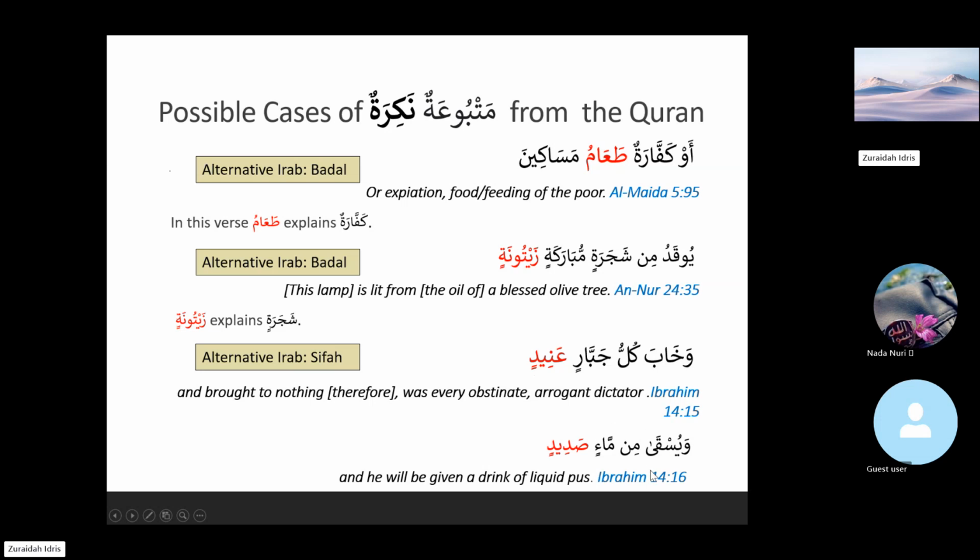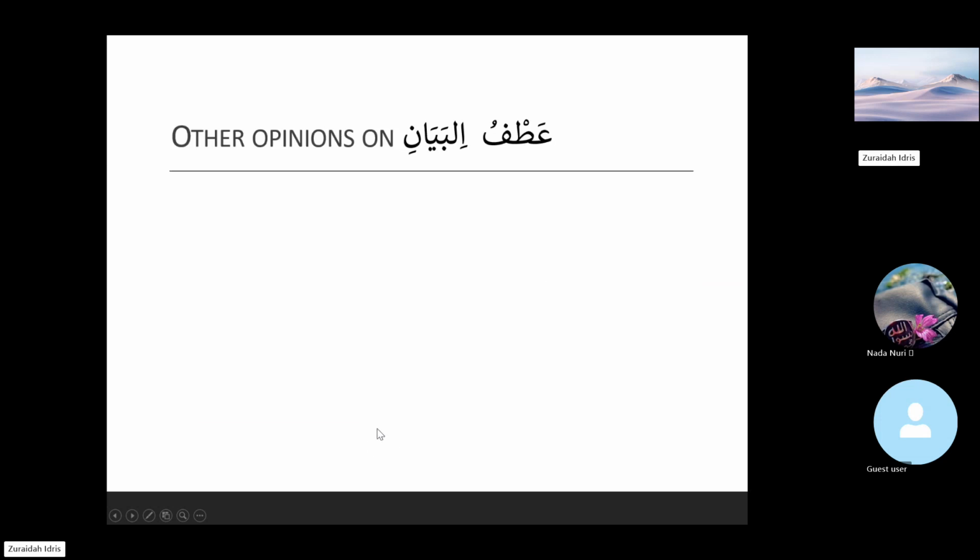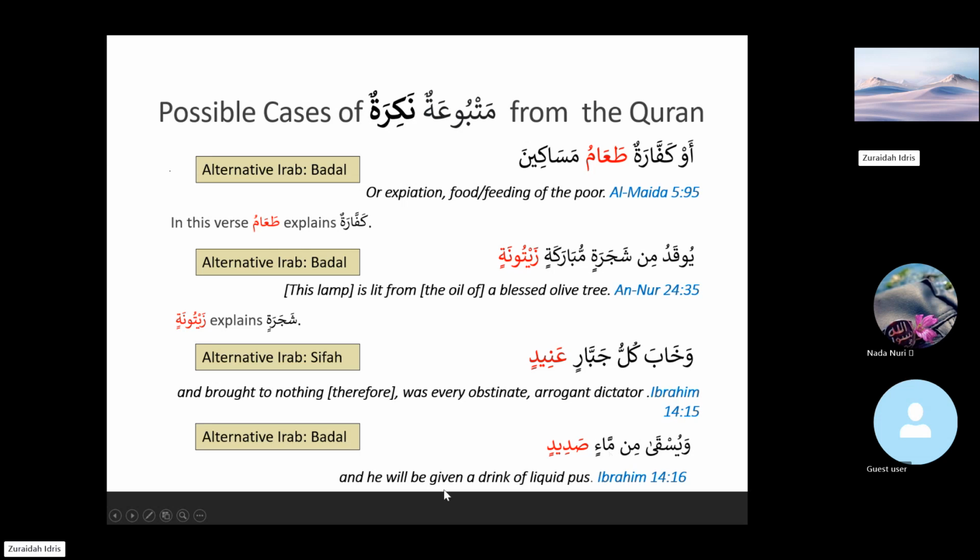Then we have this one, the yusqa. Yusqa is actually an action involving the liquid pus. You know this, right? Min ma'in sadid. Sadid is an explanation of what ma'in is, what sort of drink it is, but this already implies that it is something unpleasant.